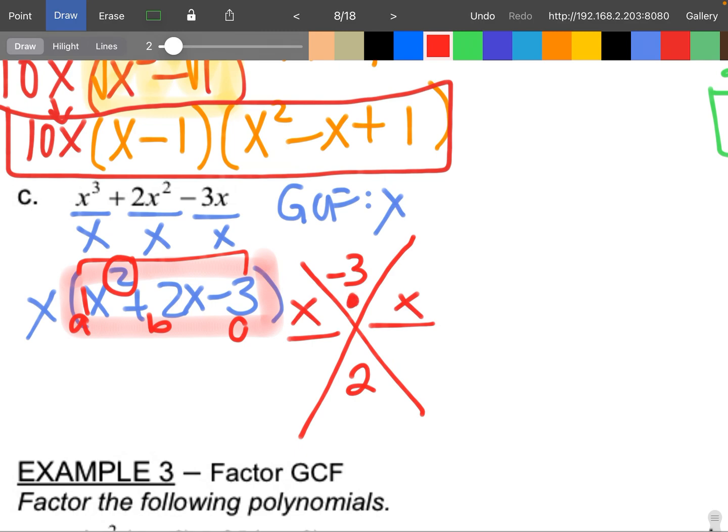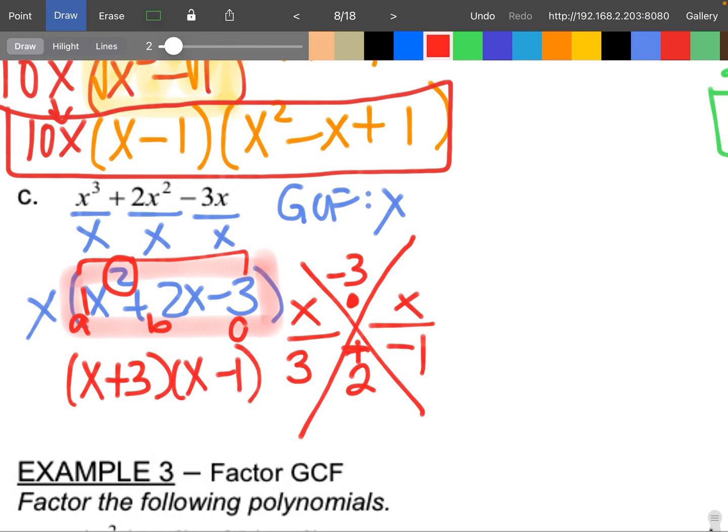And I'm looking for 2 numbers that multiply to negative 3 that add to positive 2. Those 2 numbers are 3 and negative 1 because 3 times negative 1 is negative 3. 3 plus negative 1 is 2. So this is going to factor to x plus 3 and x minus 1.